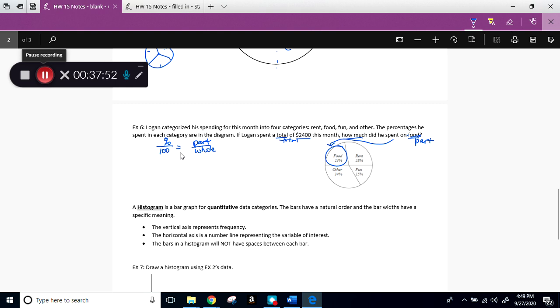So talking about food, what percentage is that? 23 over 100 equals part over whole. Do we know how much was spent on food? No, that's our X, isn't it? It's our unknown. And a total of 2,400. So that's where you have to make sure that you put your 2,400 in the right spot. It goes on the bottom, with it being the whole.